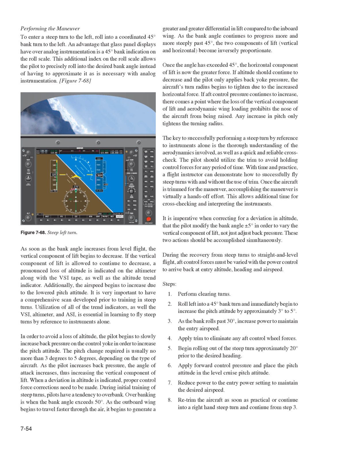If altitude should continue to decrease and the pilot only applies back yoke pressure, the aircraft's turn radius begins to tighten due to the increased horizontal force. If aft control pressure continues to increase, there comes a point where the loss of the vertical component of lift and aerodynamic wing loading prohibits the nose of the aircraft from being raised.